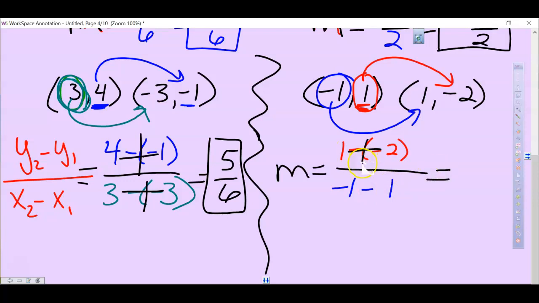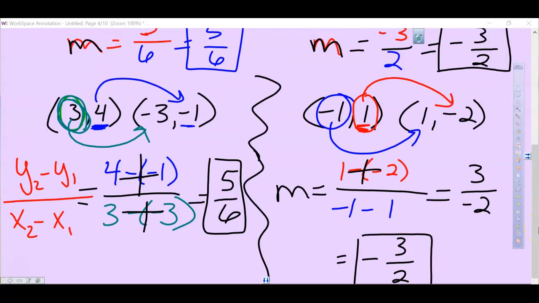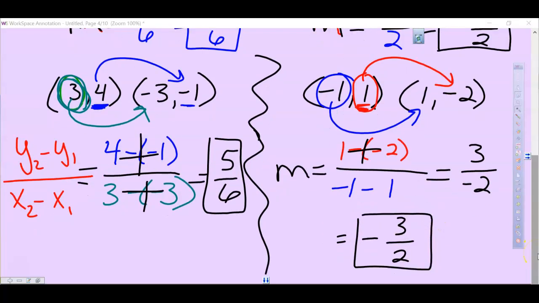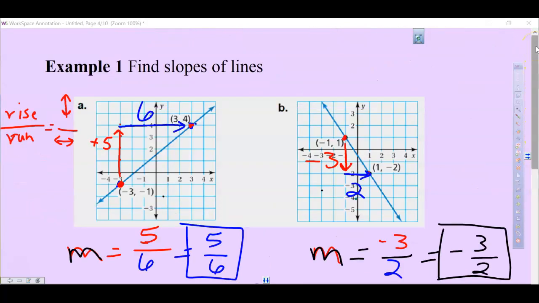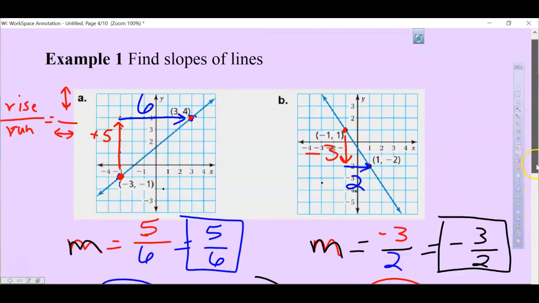Simplify this out with double negative. We end up with 3 on top and then a negative 2. Simplified form, we do not write 3 over negative 2, okay? We just don't write it. We pull the negative out front. It's negative 3/2. And what do you know? That's what we got before, isn't it? Okay, so there you go. That is how you find slope, whether you're given a graph or simply just 2 points, okay?